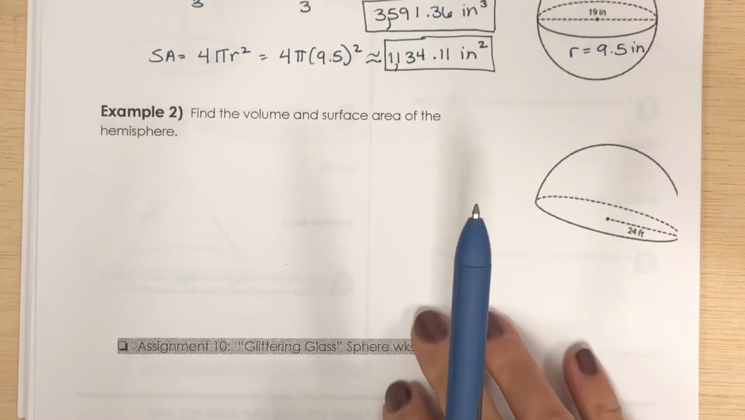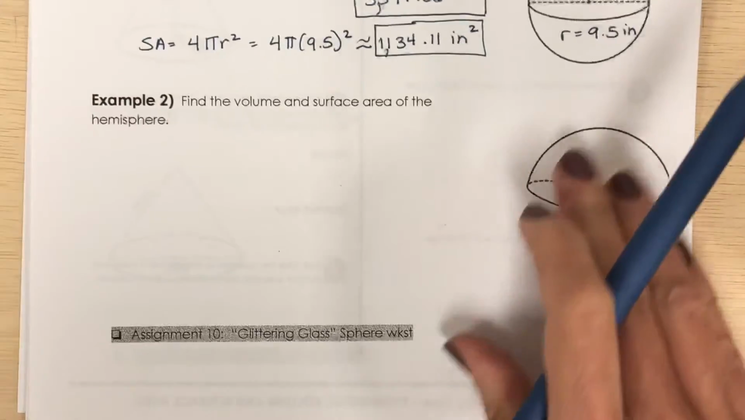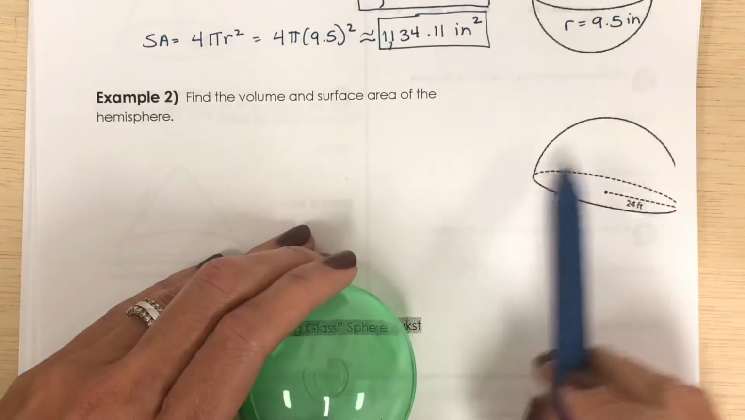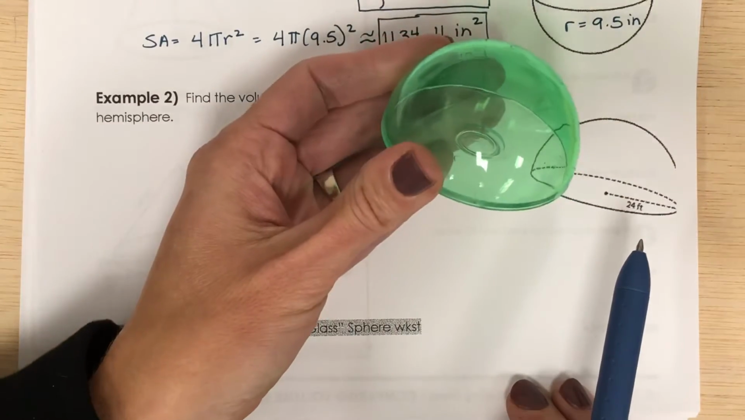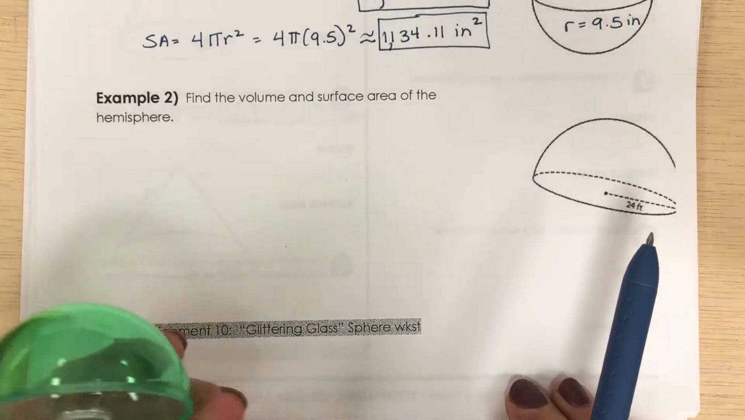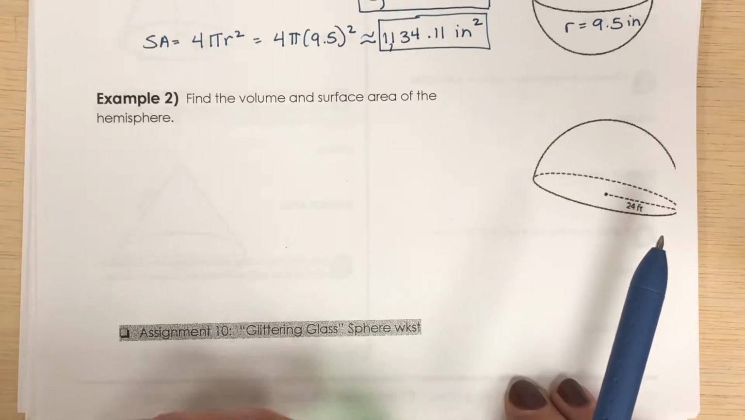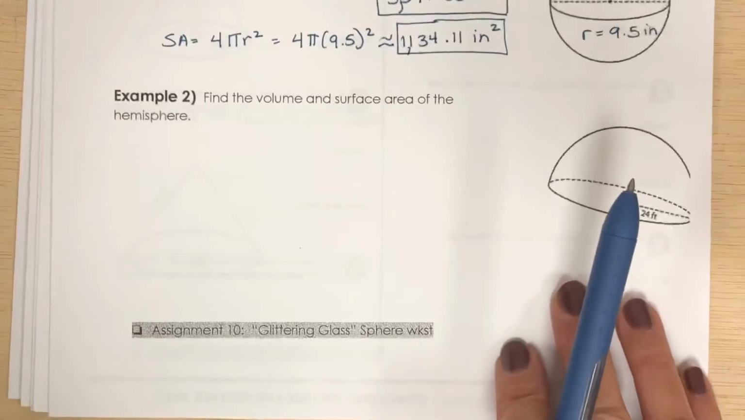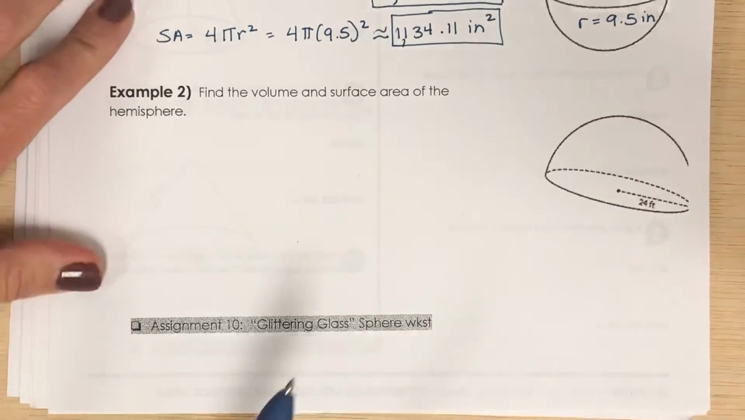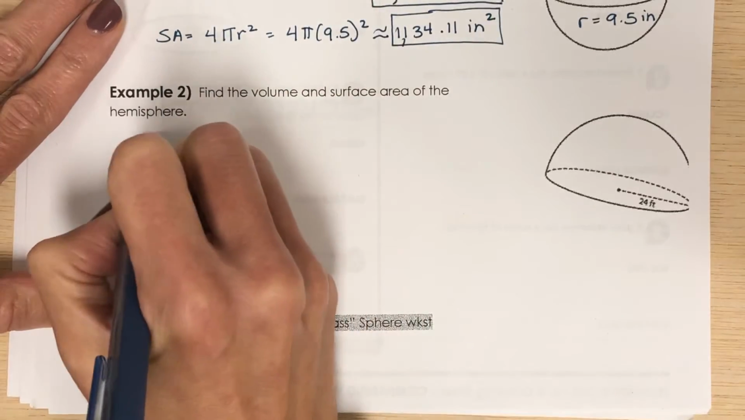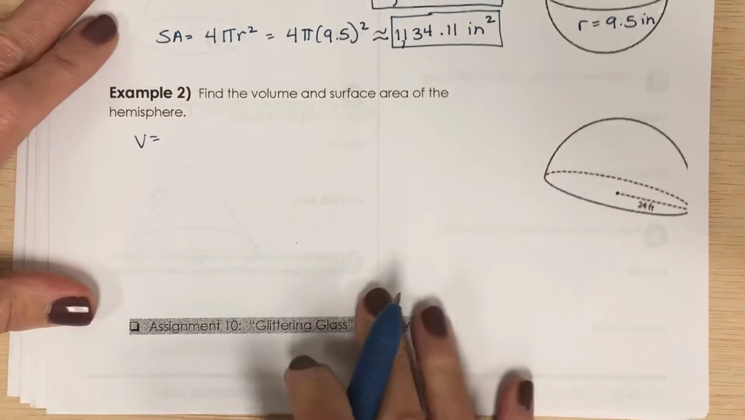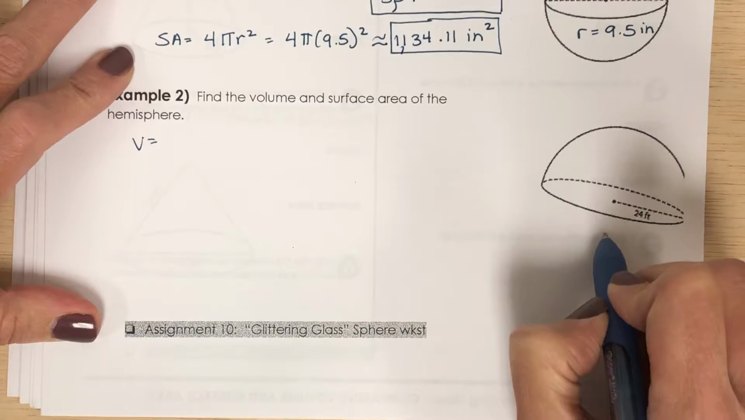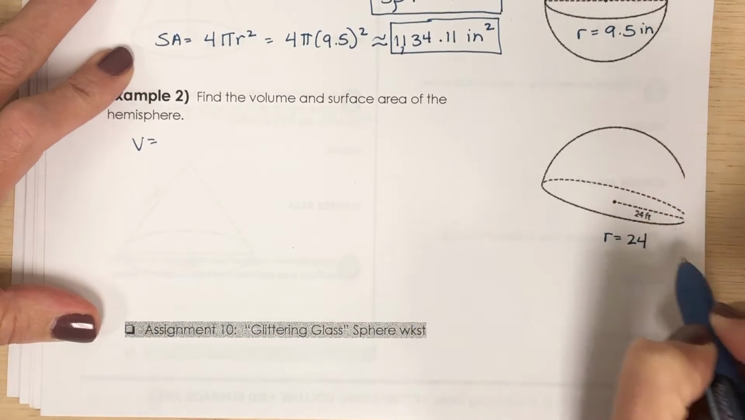All right, let's do number 2. Find the volume and surface area of the hemisphere. So it actually looks like that. It's half of a sphere. So basically, we're just finding the volume and surface area and dividing it by 2. Let's see. So let's do volume first, because that's a little bit easier. Surface area is going to be a little more complicated, but not too bad. Oh, my radius I already know is 24 feet, so that's nice.